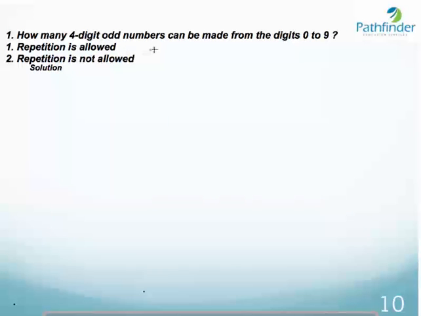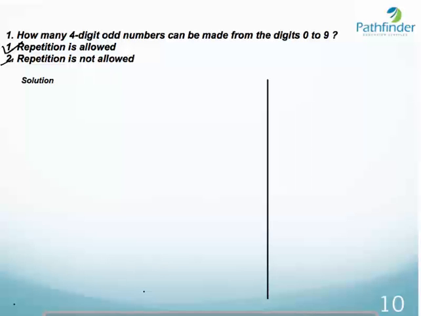How many 4-digit odd numbers can be made from the digits 0 to 9 if repetition is allowed? And second question, if repetition is not allowed. Let us see how to solve this particular question. So once again, I draw a simple partition and we will list the analysis of the question on the right of this partition, and we will actually solve the question towards the left.